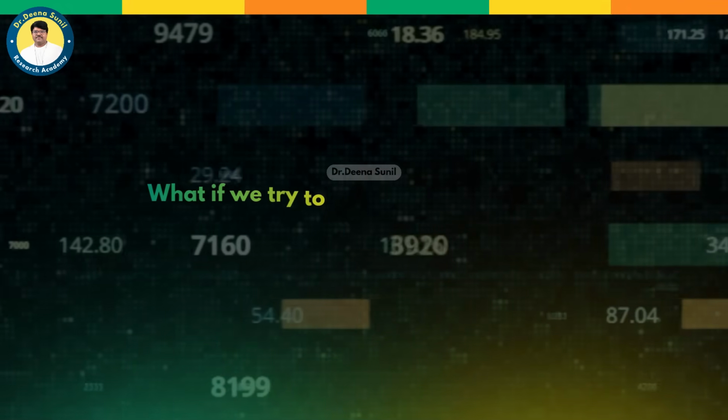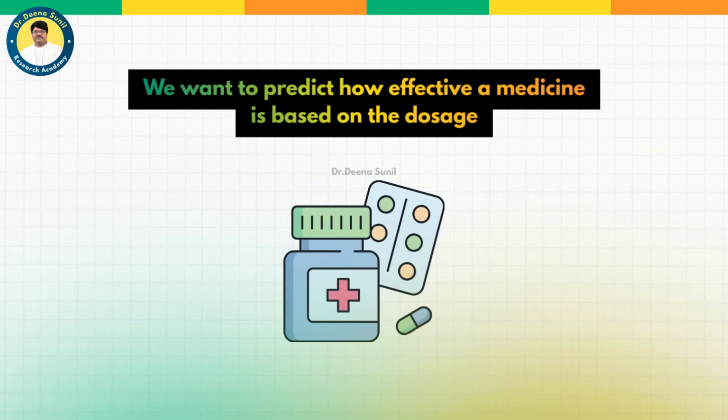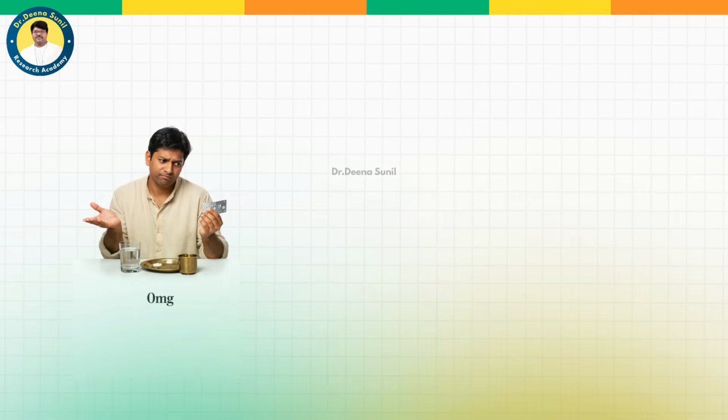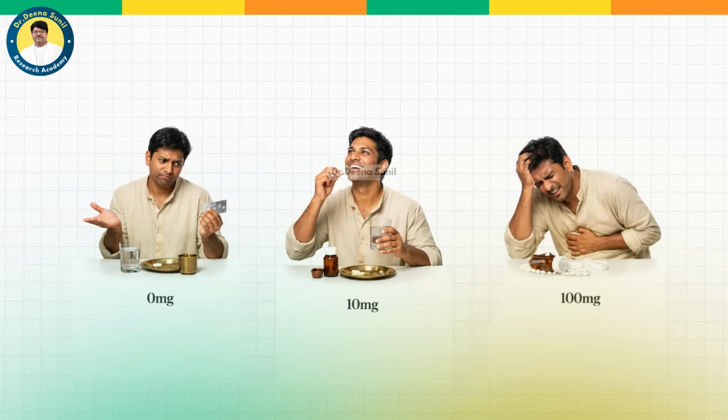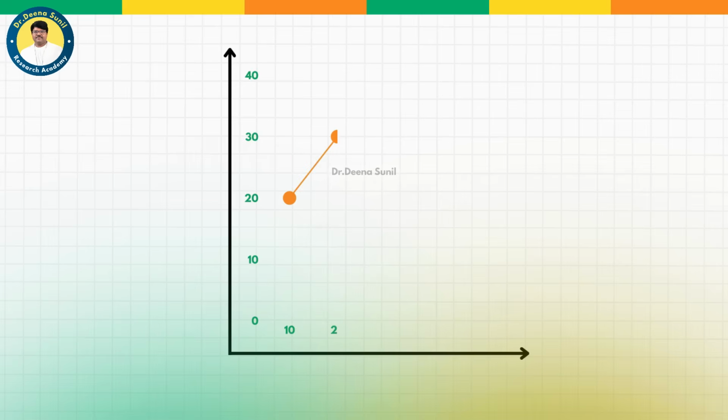What if we try to predict something more complex? Let's say we want to predict how effective a medicine is based on the dosage. If you take 0 mg, it doesn't work. If you take 10 mg, it works great. But if you take 100 mg, it might be toxic and make you sicker. If you plot this on a graph, the dots would go up and then come crashing down. It looks like a frown or an upside down U.